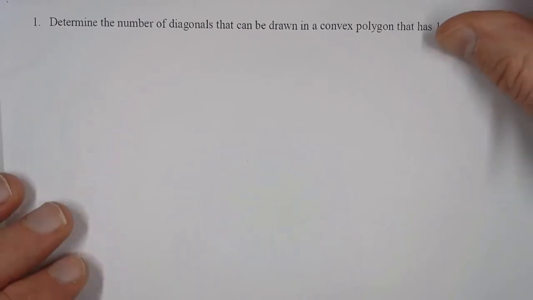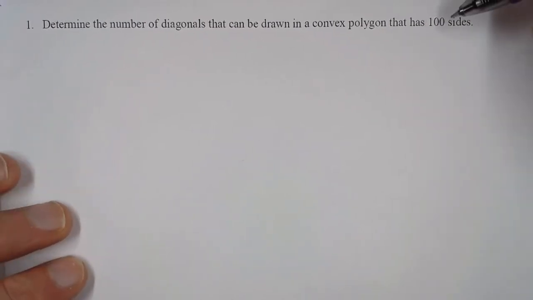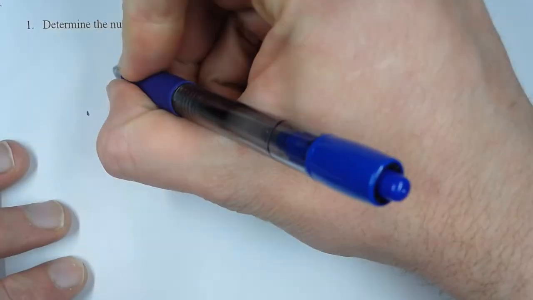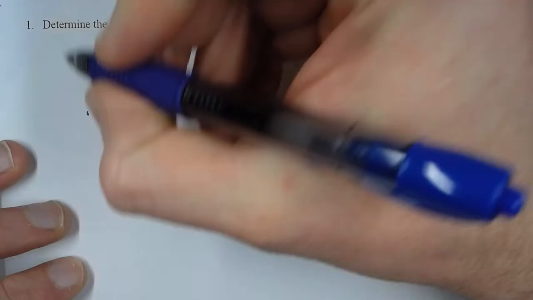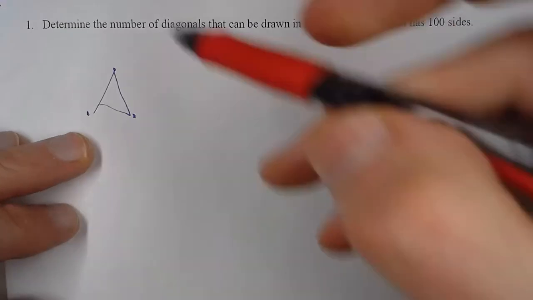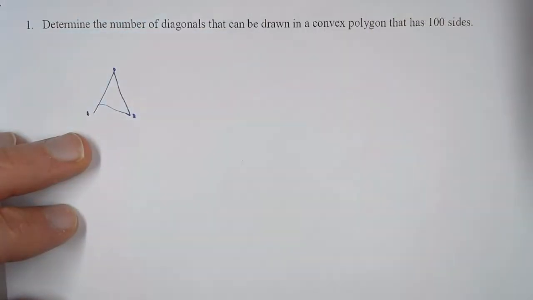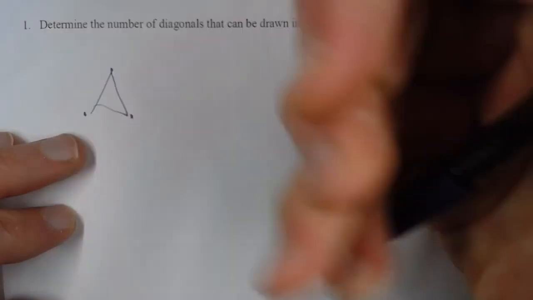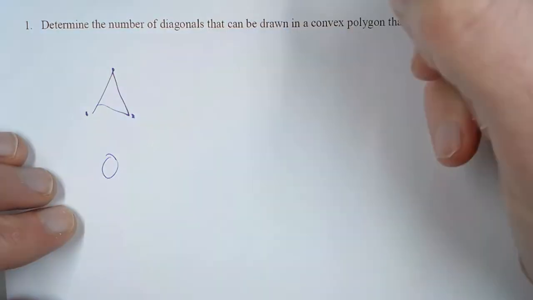In problem 1, it says determine the number of diagonals that can be drawn in a convex polygon that has 100 sides. Now, if we start with a triangle, we can't draw any diagonals because you can't count sides as diagonals. So with 3 sides, there's none.